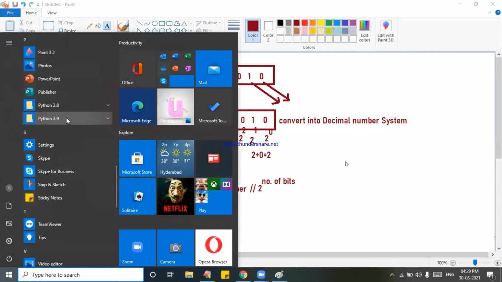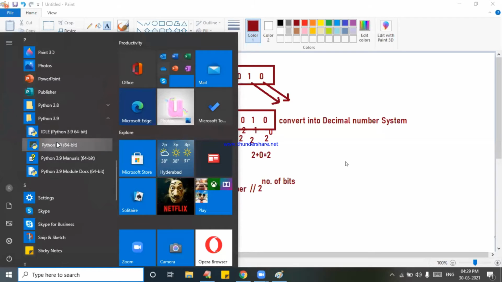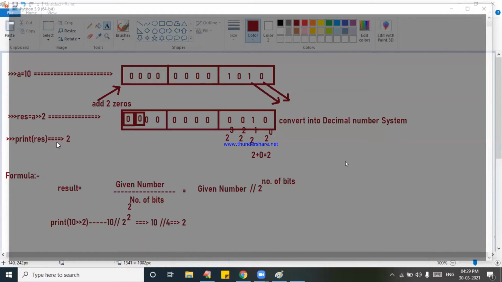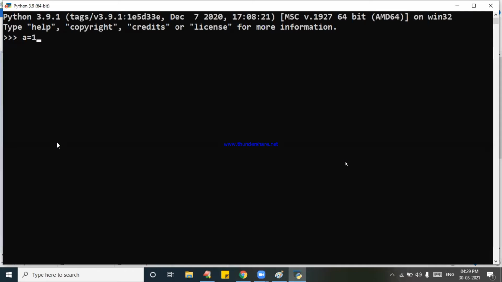Very good. 3.9, check it out. A is equal to 10. B is equal to A double greater than 2. Print of B. The result is called what? 2. Right? Yes, ma.